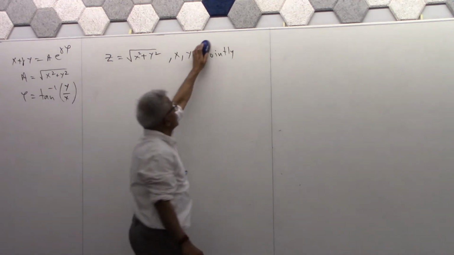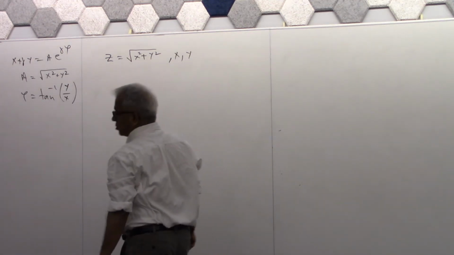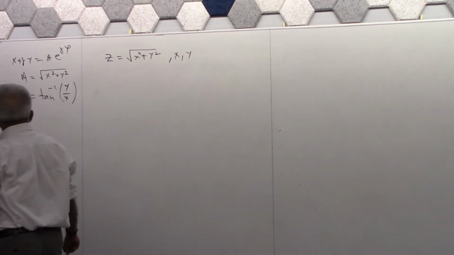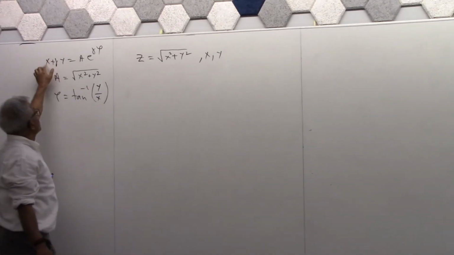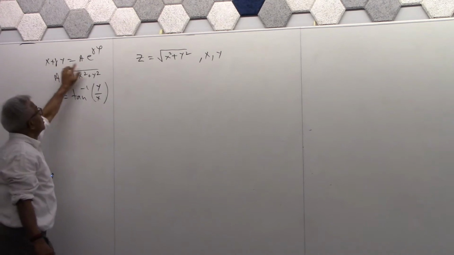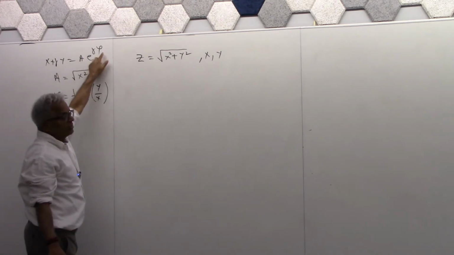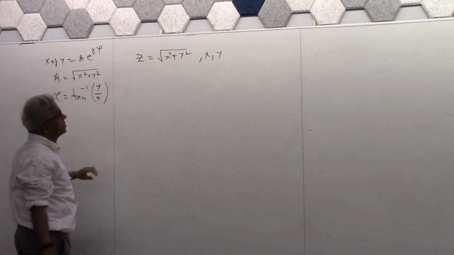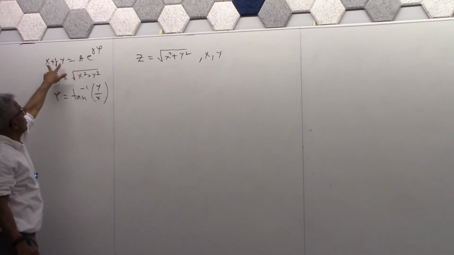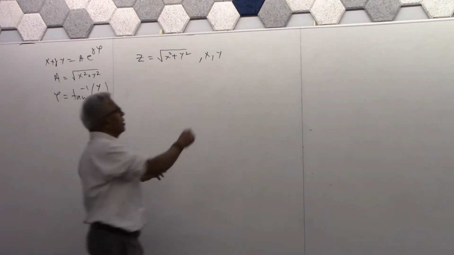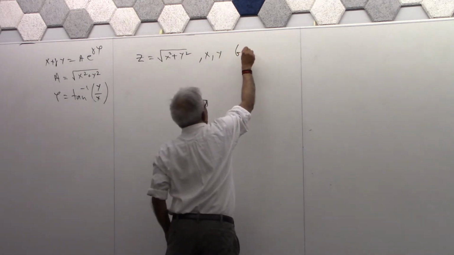In this problem, z is the square root of x squared plus y squared. In the context of a complex random variable, x and y are the real part and imaginary part. If you write it as magnitude and phase, this is the magnitude and this is the phase. The question is, what is the density function of these, given the joint density function of x and y? So we'll consider this problem.